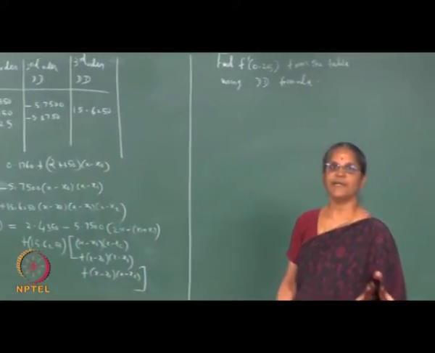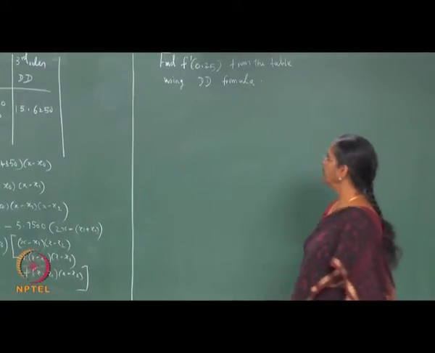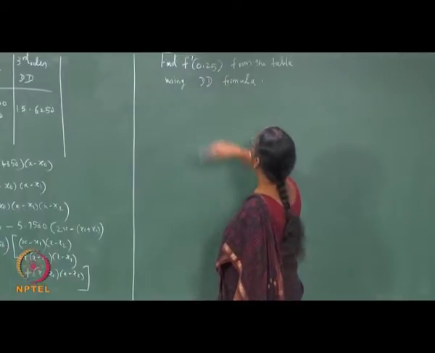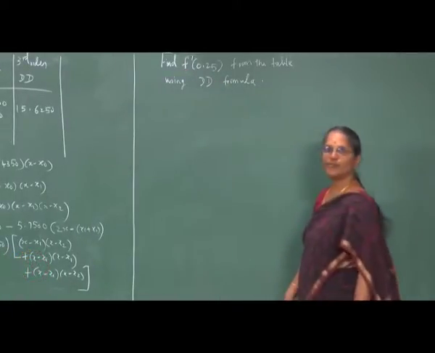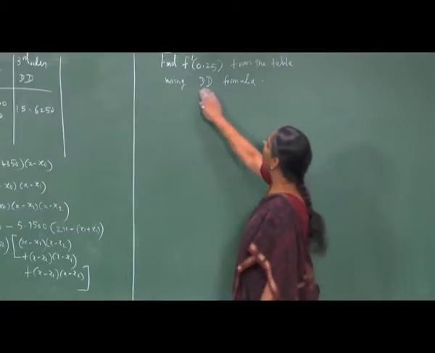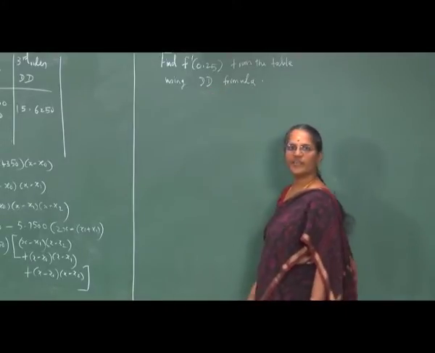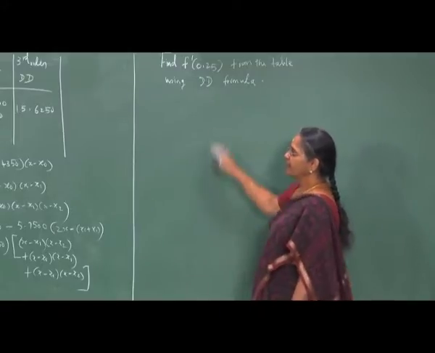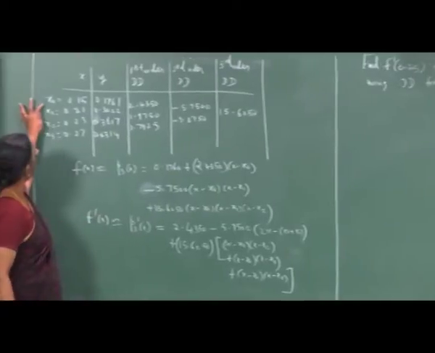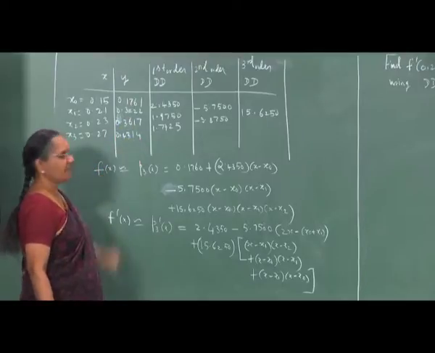Let us take an example and see how we can obtain an estimate for the derivative. Suppose we are asked to find f dashed at 0.25 from the table of values which are given, using the divided difference formula. I have used the short notation dd for divided difference formula. The table of values is given here, corresponding to x0, x1, x2, x3. The function values are given.